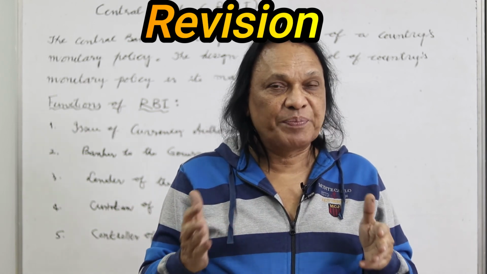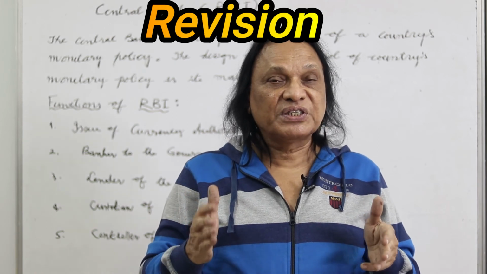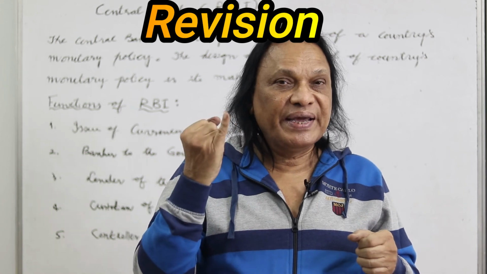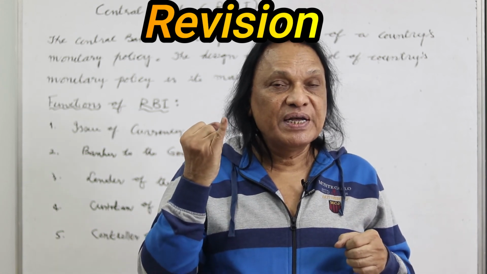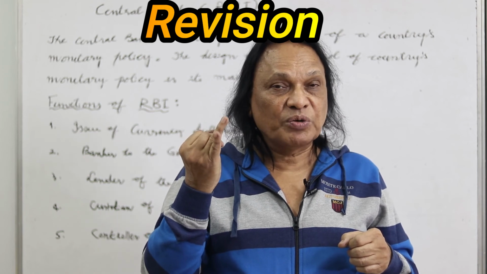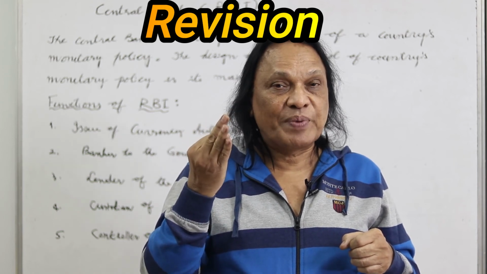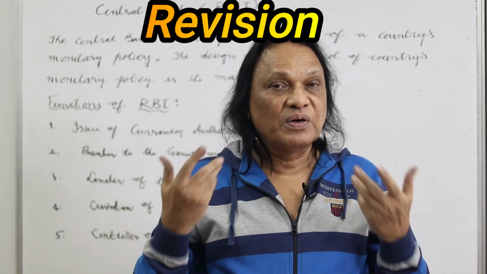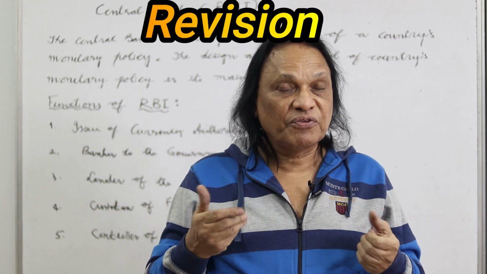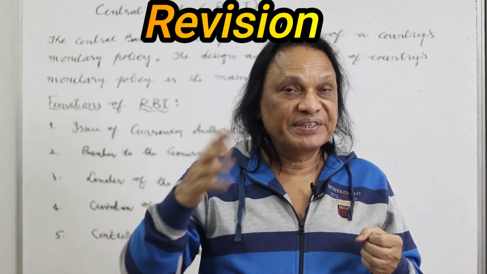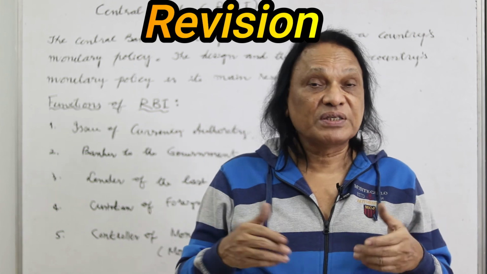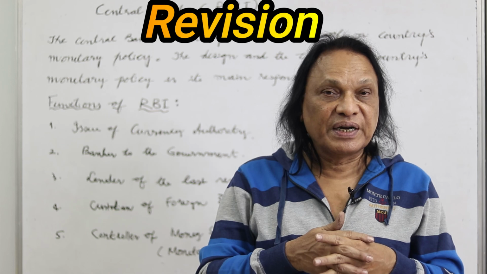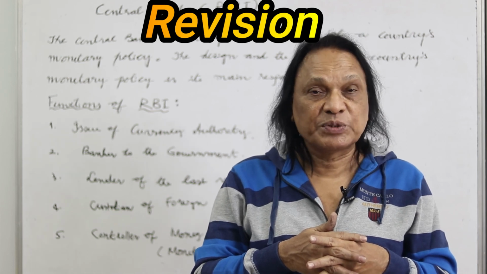So the central bank is an apex institution of the government for designing and controlling monetary policy. It has 5 main functions. Number 1 is issuing of currency authority. Number 2 is banker to the government. Number 3 is banker's bank. Number 4 is custodian of foreign exchange. Number 5 is lender of the last resort, and the last function is monetary policy of the government, that is credit control and credit expansion.